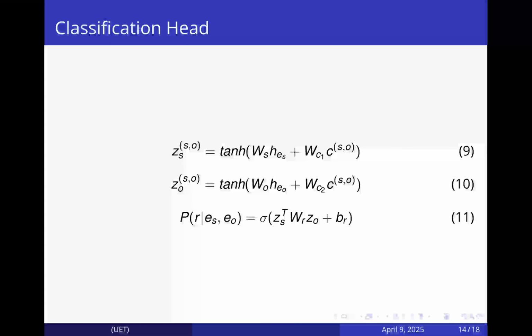And the last is the classification head. For each entity pair, we compute two entity-specific representations by combining entity embedding and local context embedding, and the probability that the entity pair ES and EO has relation R is computed as in the above formula.